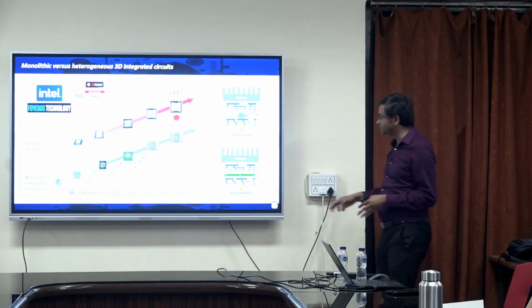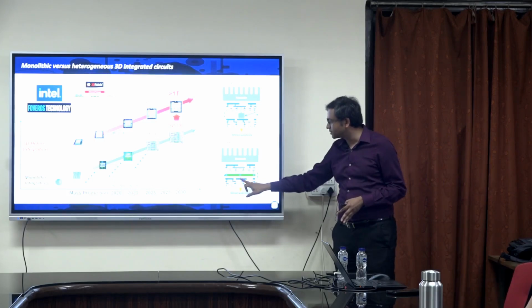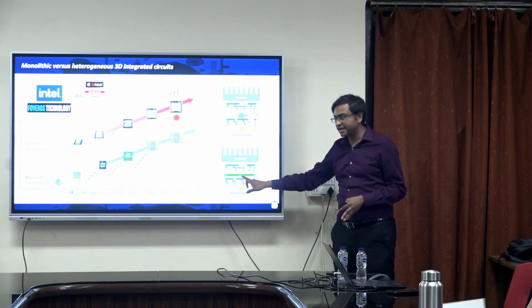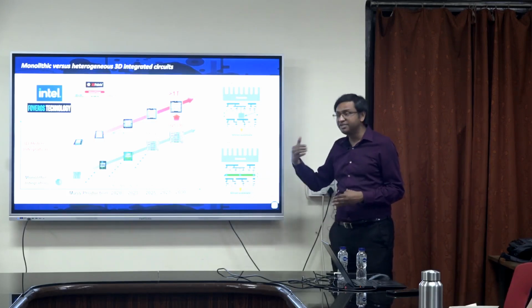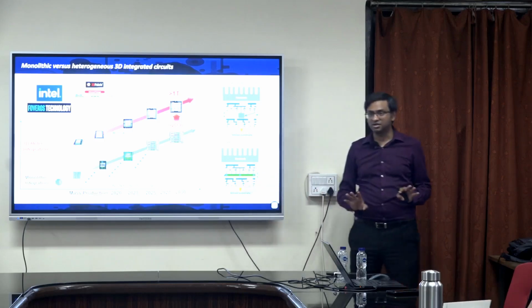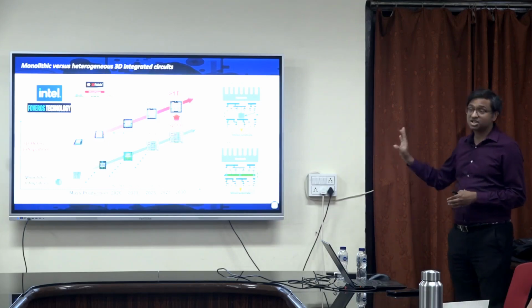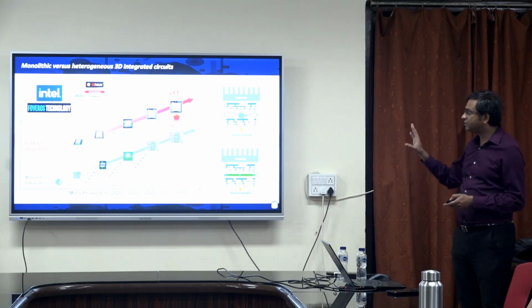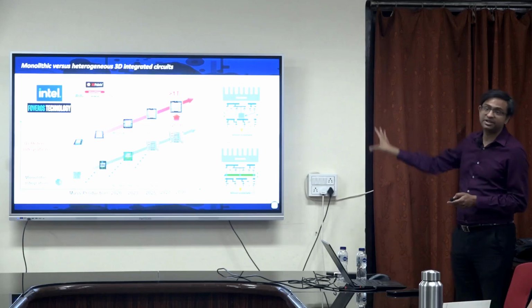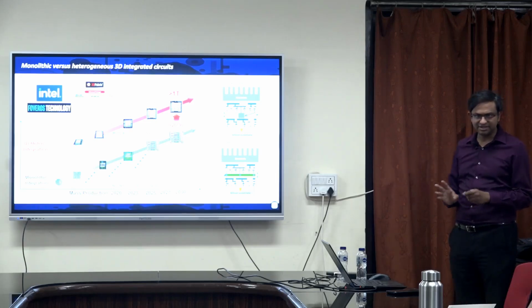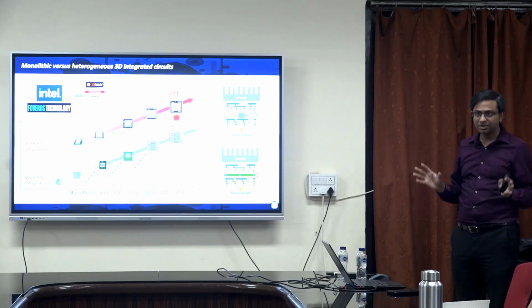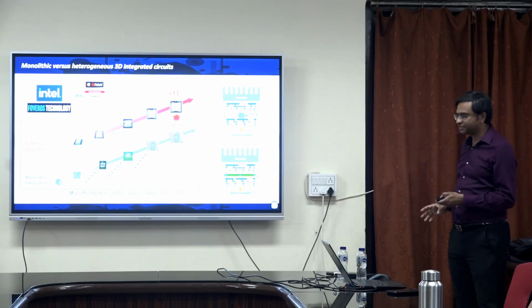So what you have to do is start doing this monolithic integration. Then your vias can be as small as your interconnects. Therefore, you can get a better integration density. That's what we are eyeing with this monolithic 3D integration. Okay, this part is clear? That's an overall view of where this technology is going.